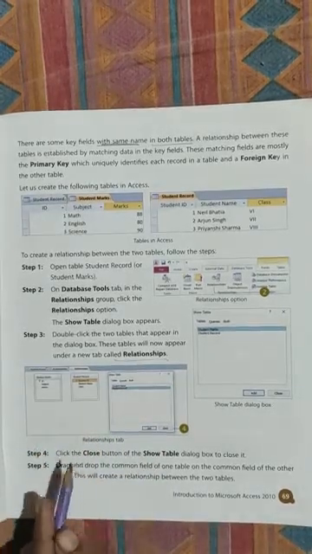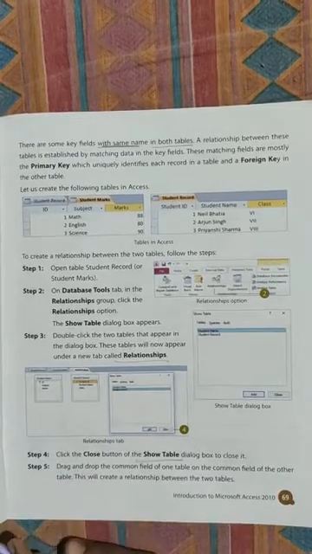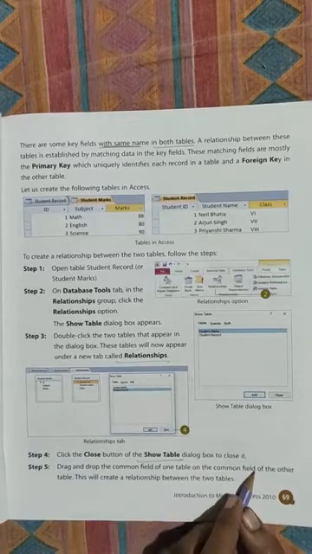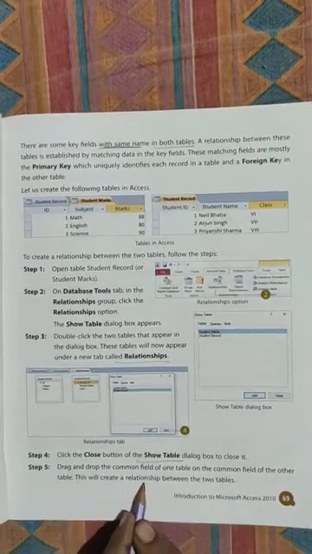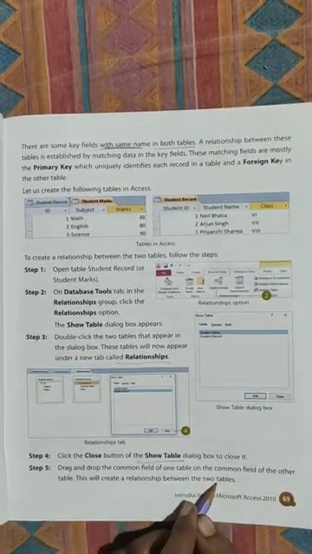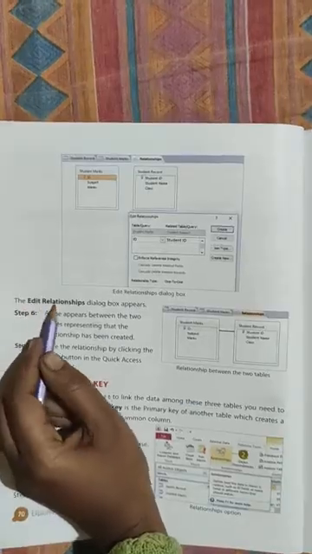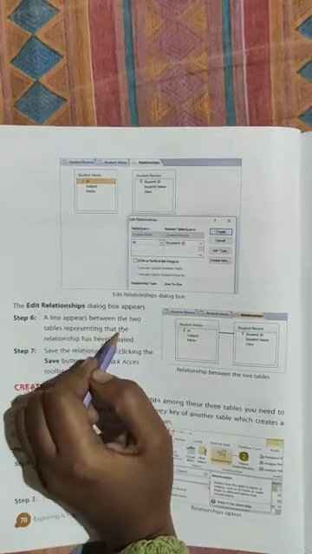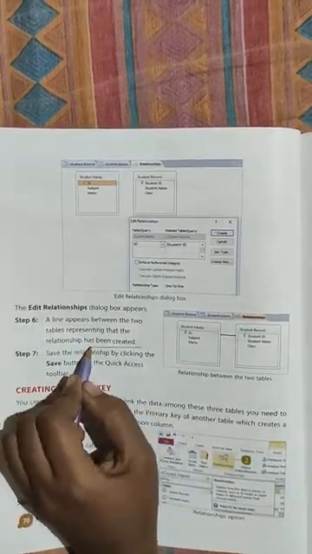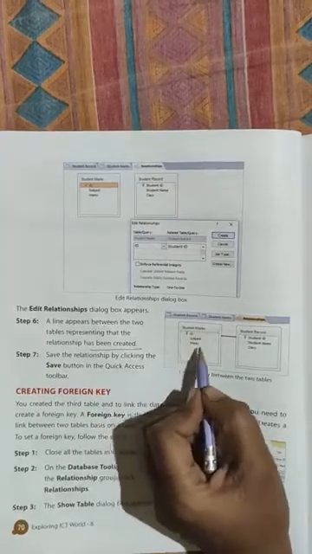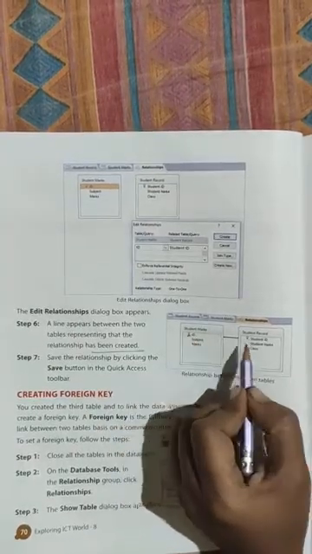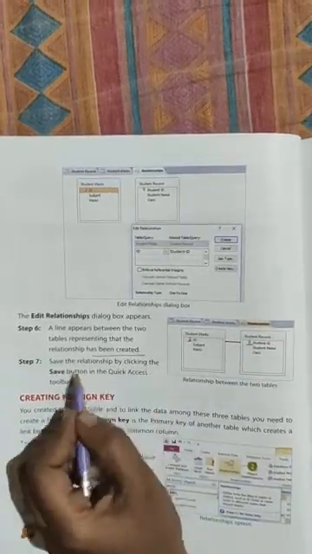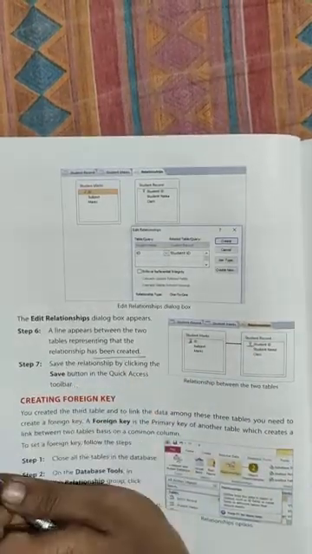Now step 4, click the Close button to close the Show Table dialog box. Drag and drop the common field of one table on the common field of the other table. This will create a relationship between the two tables. Okay. Now the Edit Relationships dialog box appears. Step 6, a line appears between the two tables representing that the relationship has been created. Okay. This is your student marks ID. ID is your relationship key. Okay. Save the relationship by clicking the Save button in the Quick Access toolbar.